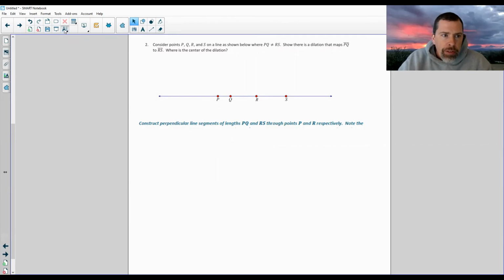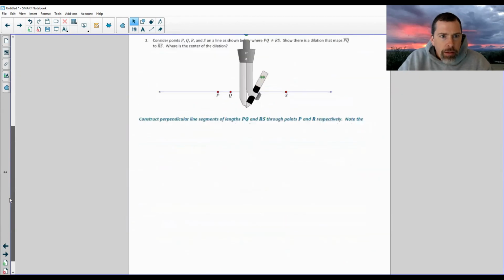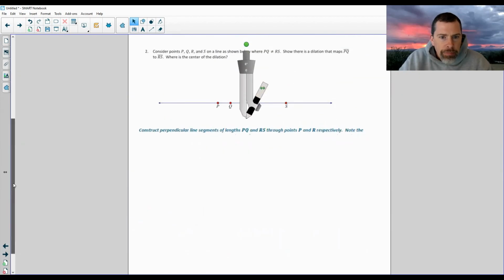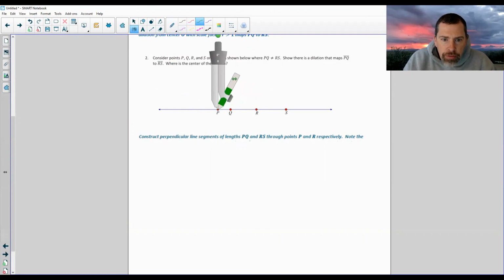So I'm going to get my compass and go to the top of the page and get it. Okay, here's my compass. Let's change the color to green. So construct perpendicular line segments with length PQ. So what I'm going to do first is put my compass stylus on P.